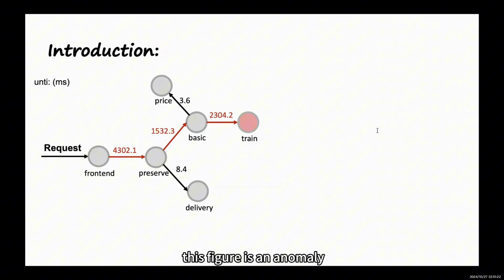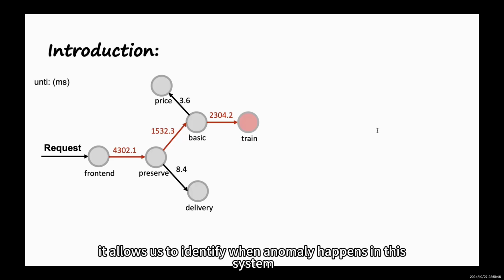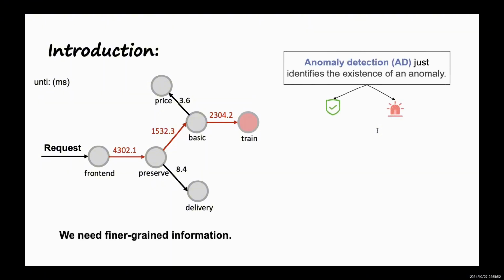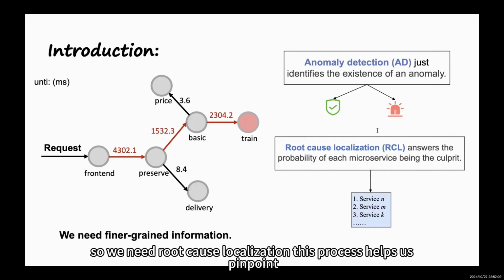This figure is an anomaly propagation chain in a microservices system. The anomaly may be caused by the train service, which is the red node in this graph, and spread to basic, passive, and front-end services. We need to implement anomaly detection. It allows us to identify when an anomaly happens in this system. However, we often need finer-grained information, such as which service caused this anomaly, which can help SREs to quickly solve it. So we need root cause localization.